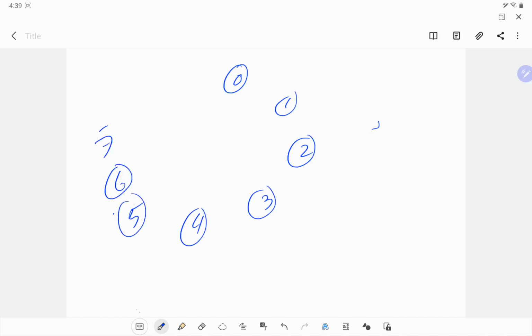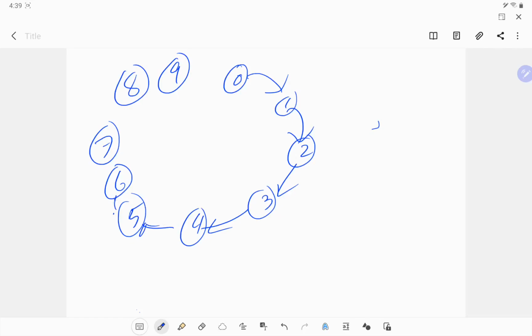A counter is BCD if it counts from 0 to 9, then again it comes back to 0. It starts from 0, then 1, 2, 3, 4, 5, 6, 7, 8, 9, and again 0, 1, 2, 3, 4, 5. So we can design this counter, and this counter is called BCD counter. Do it yourself at home.